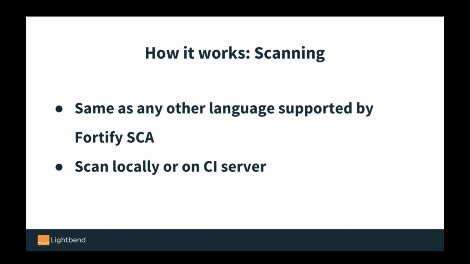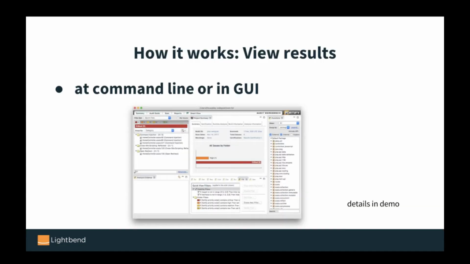Once translation is complete, then you move on to scanning, to actually finding the vulnerabilities. It's only the translation part that's unique to Scala. So everything from here on is the same for any language that's supported by SCA. You can run the scan locally. You can also run it on your CI server. As Poonam mentioned, there's integrations available with lots of CI technologies. For viewing the results, you can do that at the command line or in the GUI, as we'll see in the demo.